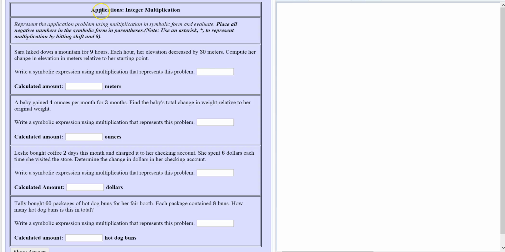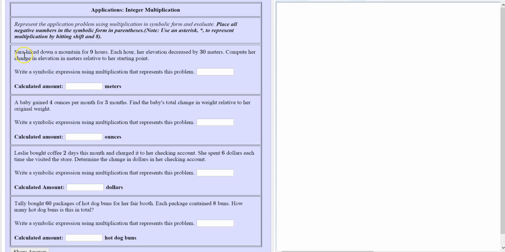In this homework problem, we're going to look at applications of integer multiplication. So let's read the directions. Represent the application problems using multiplication in symbolic form and evaluate. Notice it says place all negative numbers in the symbolic form in parentheses, and you'll use an asterisk, which is Shift 8, to represent multiplication. And there again it says how to enter it. So when you're using the symbolic form, you should type the asterisk in to represent that.